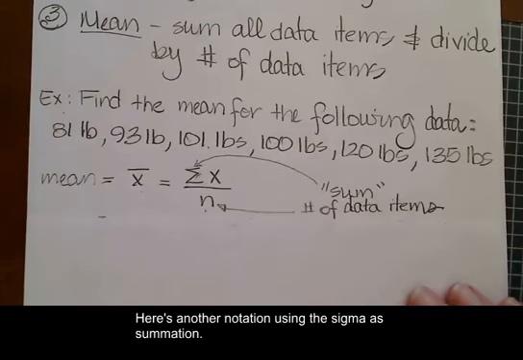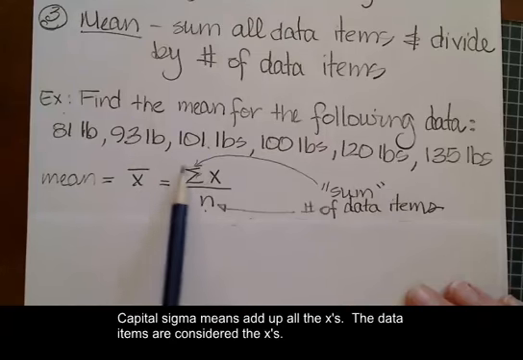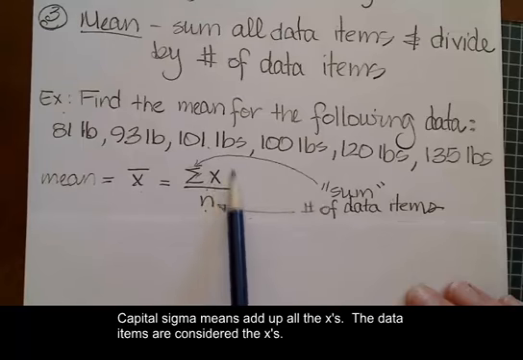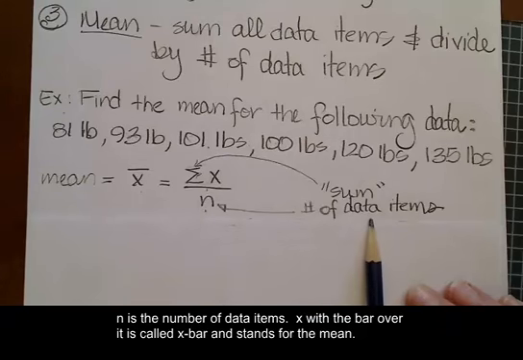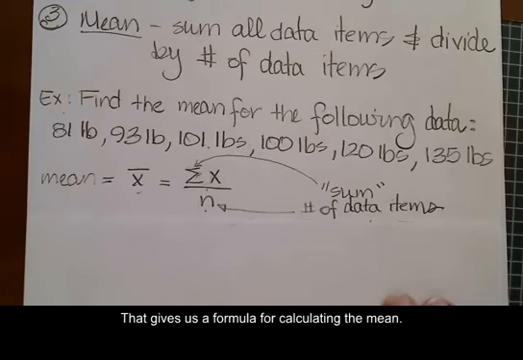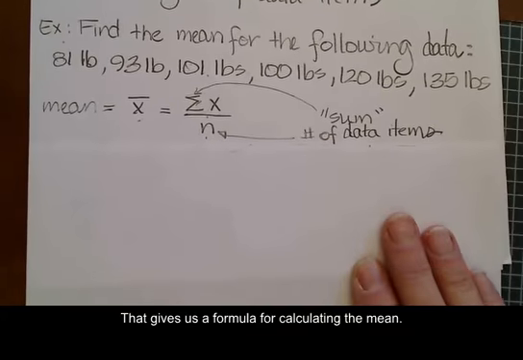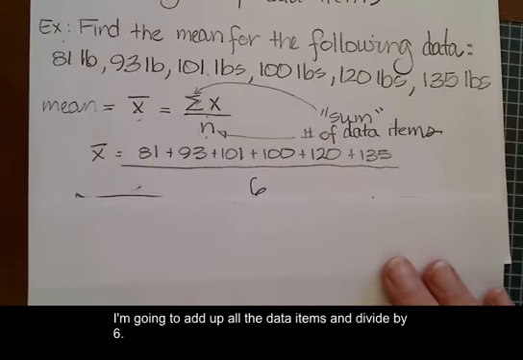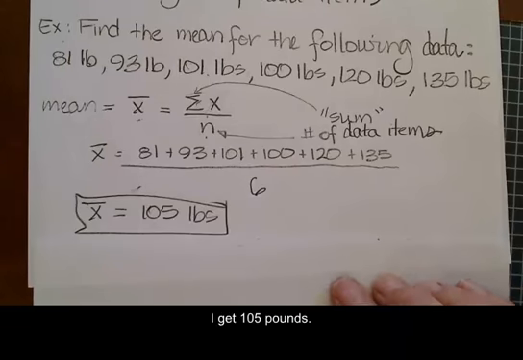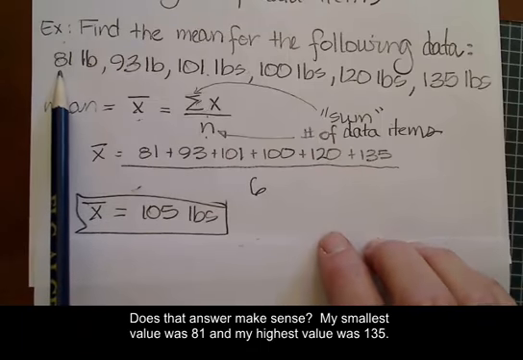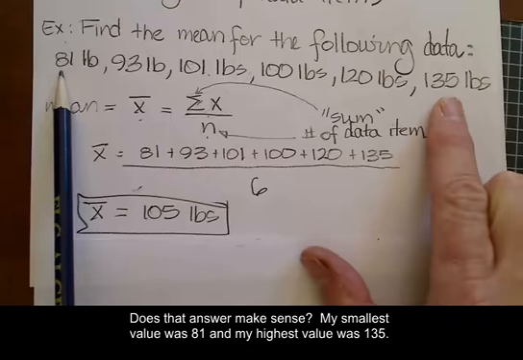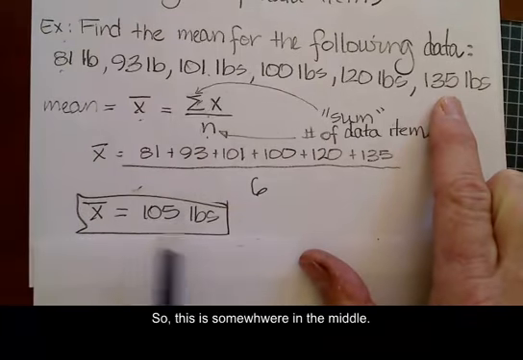Here's another notation that we use: the summation sign. It's capital sigma, and it means add up all the x's, where the data items are considered the x's. N is the number of data items. X with the bar over it, which we call x bar, stands for the mean. That gives me a nice little formula for how to calculate it. I'm going to add them all up and divide by 6. I get 105 pounds. Does that make sense? Well, my smallest value was 81. My highest value was 35. So this is somewhere in the middle.